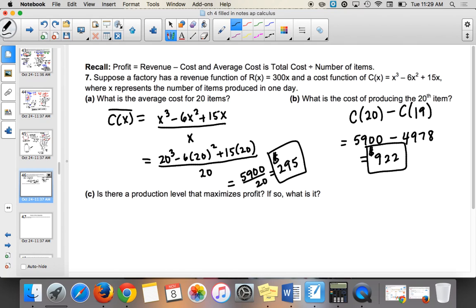Why is the cost for 19 items more than the cost for 21? The cost for 19 is less, right? 4,978. Isn't that right?